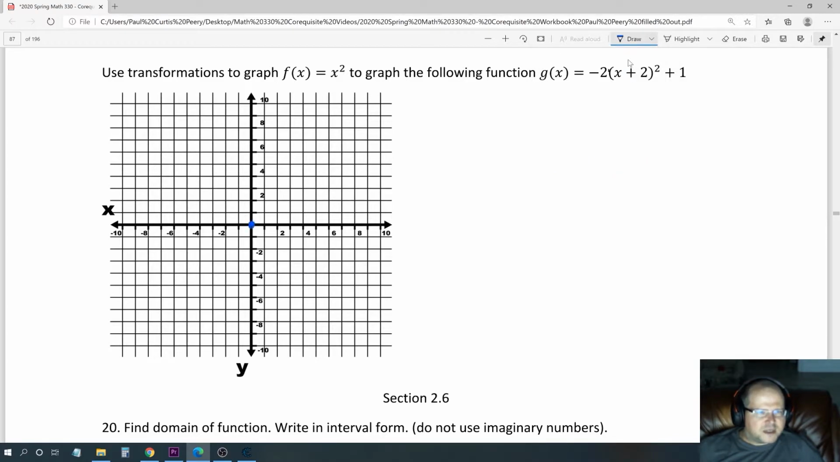Hopefully you can see the blue there. Okay. I'm making the points larger than probably necessary so you can see it better. And I'm just filling in all the points.